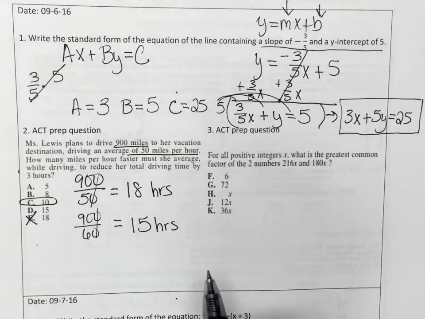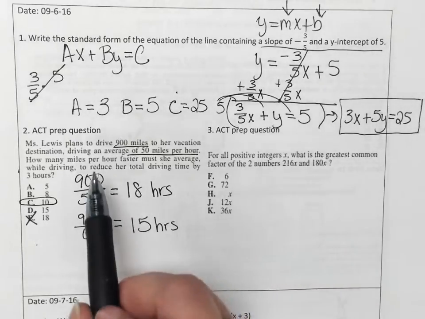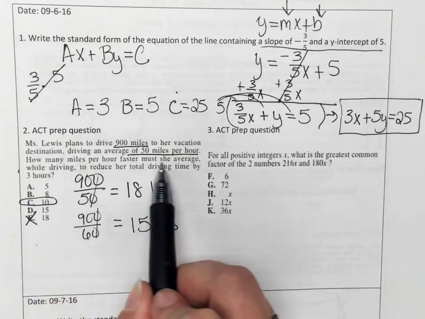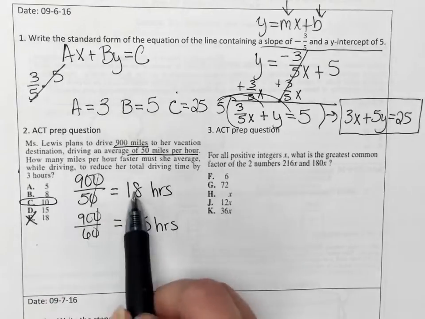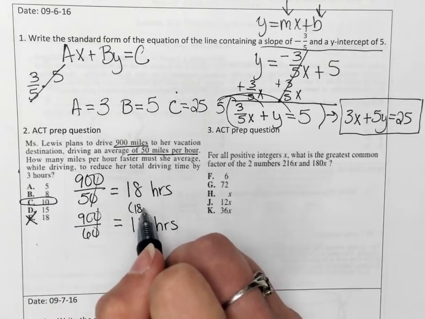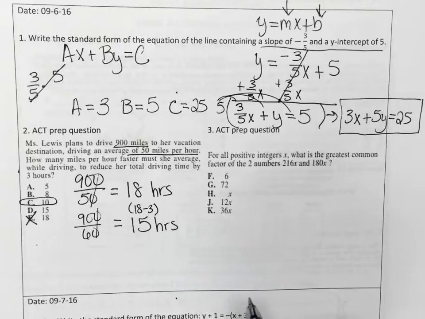So, okay? Wait, how did she get the PhD? Because it said, right here, how many miles per hour faster must she average to reduce her total time by 3 hours? And so this is just 18 minus 3, which is 15.